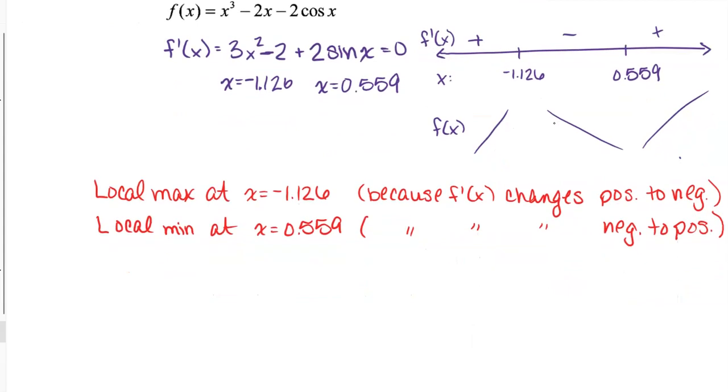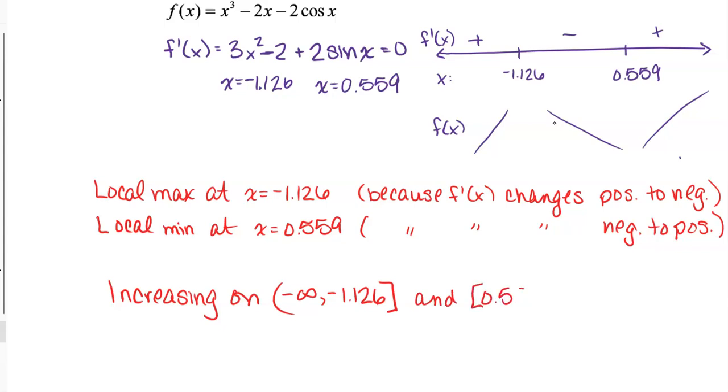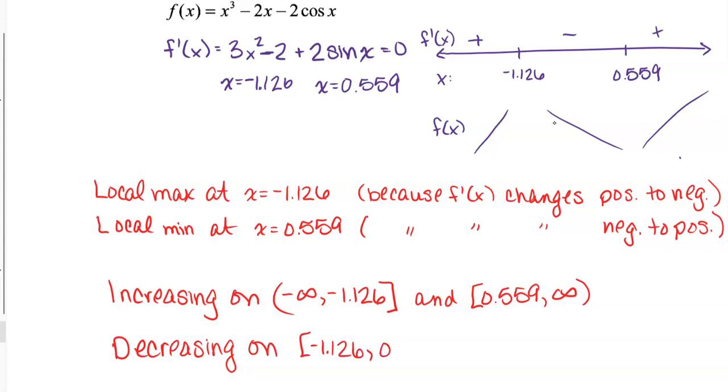And then if we want to list the intervals where it is increasing, on the interval from negative infinity to negative 1.126, remember square brackets except for infinities, and 0.559 to infinity. And we can say that the function is decreasing on that middle interval, where we can use square brackets on both ends.